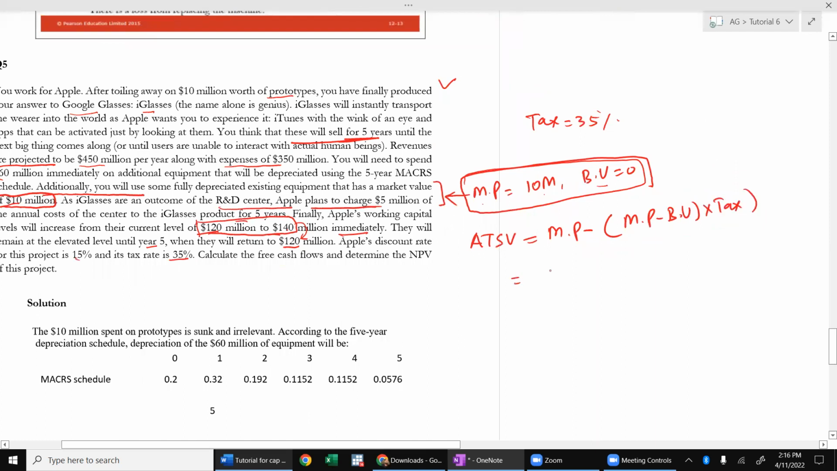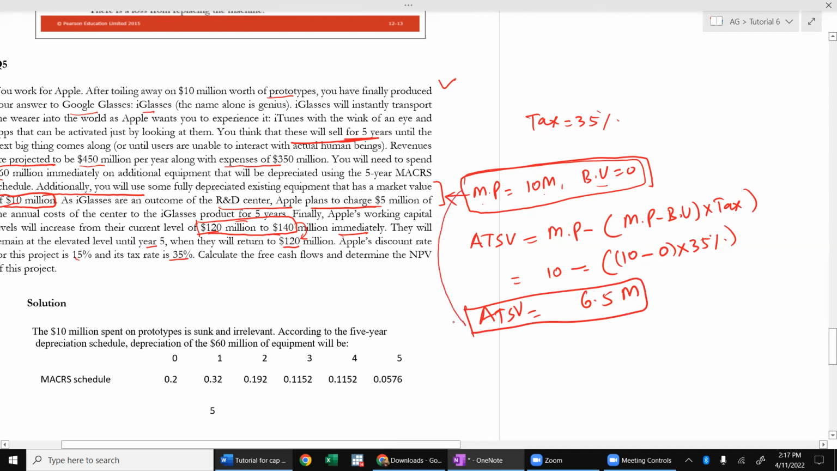So market price is 10 million. I'm just writing 10 minus 10 minus 0 multiplied by 35%. So the answer will be equal to 6.5 million. Correct me if I have written some wrong answer. Okay. So it means that if now the company wants to sell this asset, it will be an inflow for the company if the company sells it.